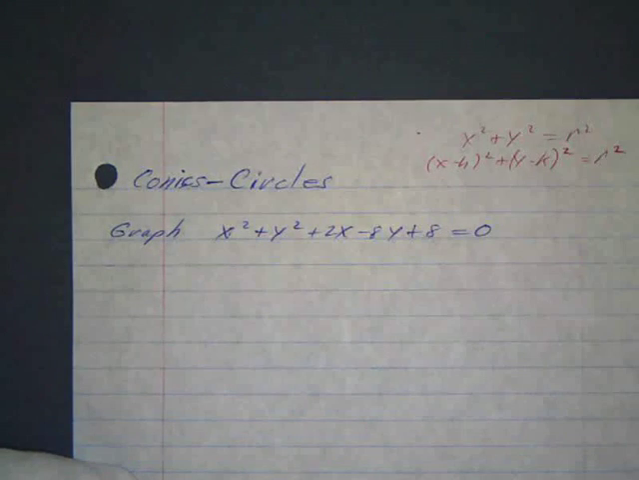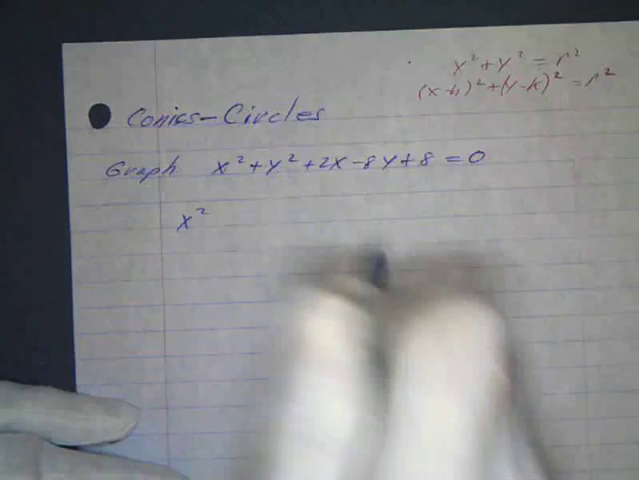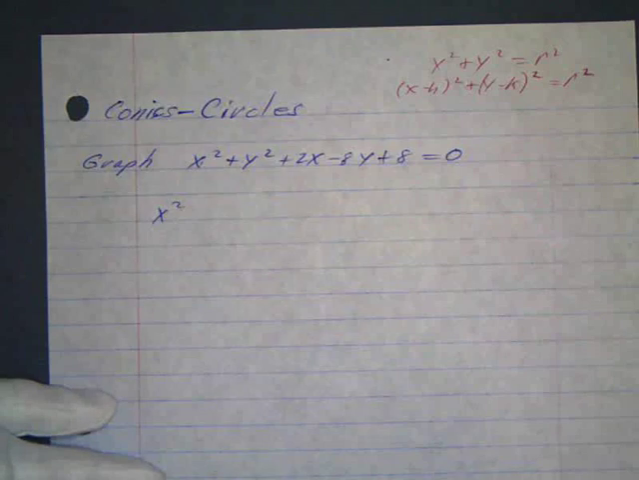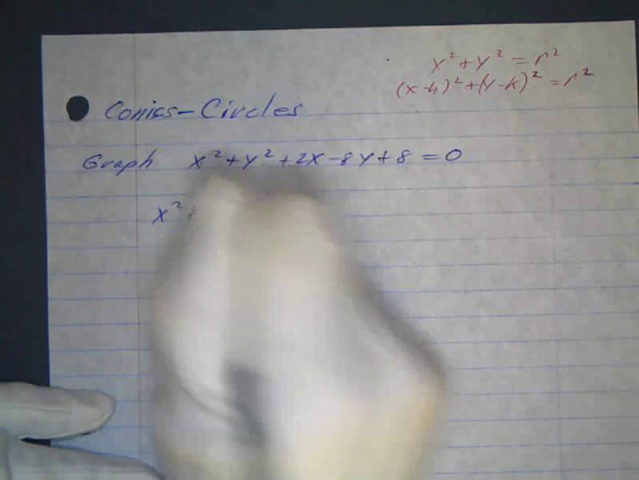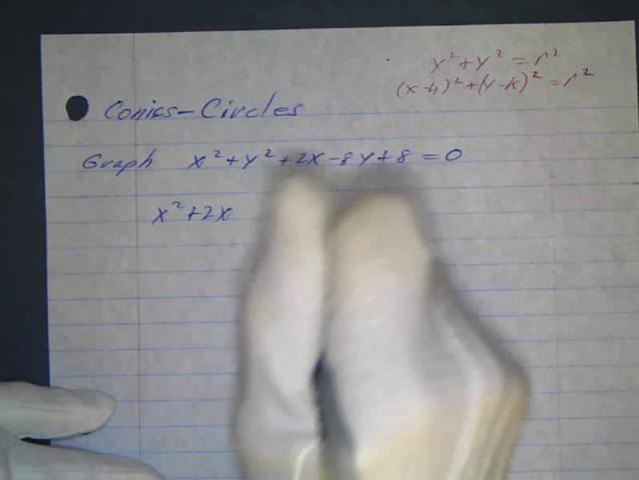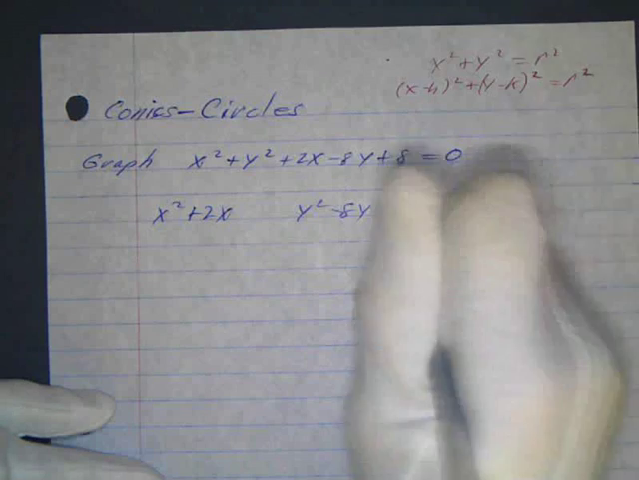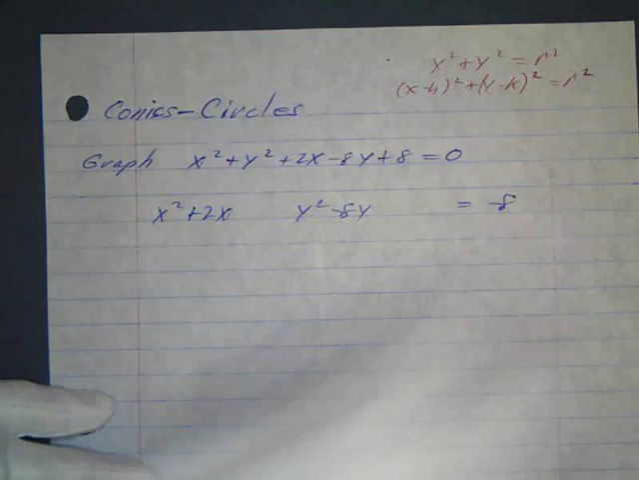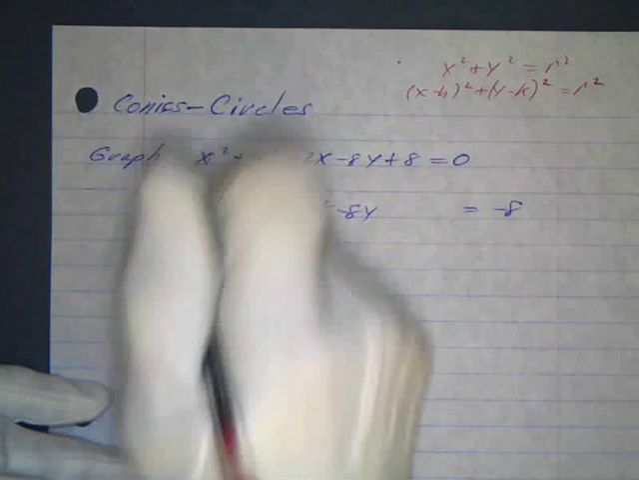So we've got a couple of completing the squares to do. First of all, I'll separate my x's. So x squared plus 2x, leave a little space, y squared minus 8y, put the 8 on the other side. Okay? And then we'll try to complete the square.